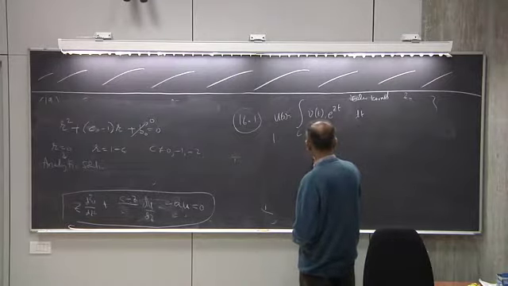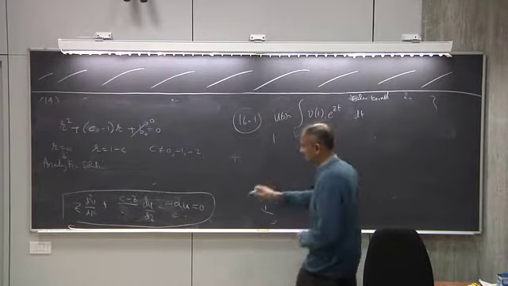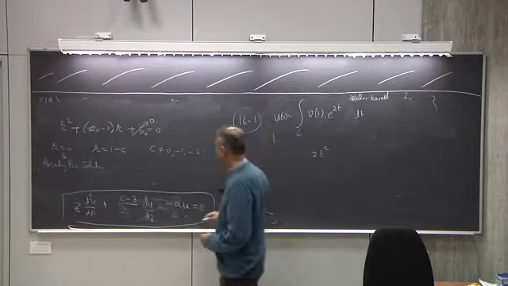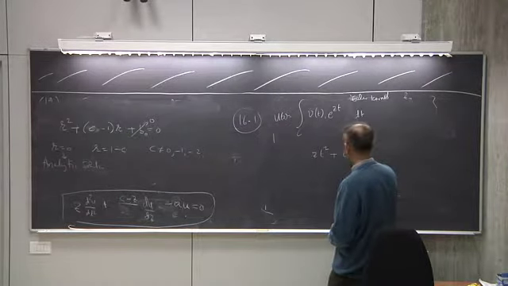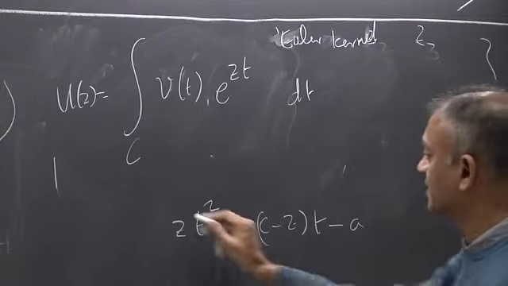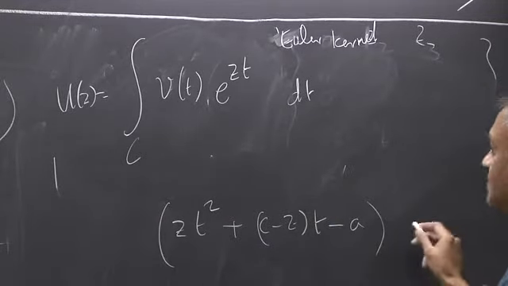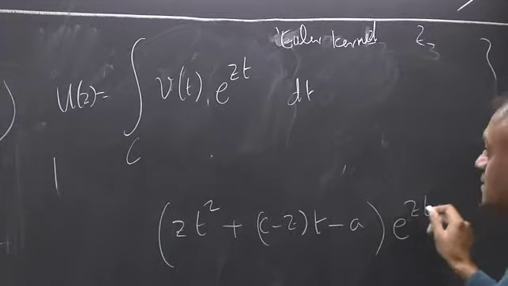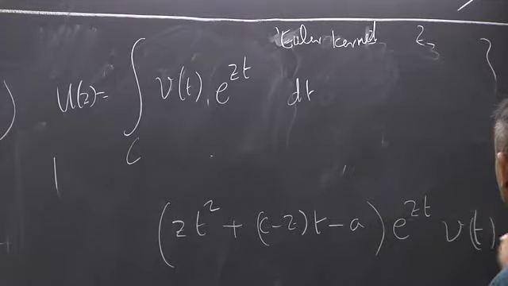So you get here z t square, right? This is the first term. Then the second term gives you c minus z t, du by dz, minus a. That's what it is, right? Times e to the zt times v of t dt.